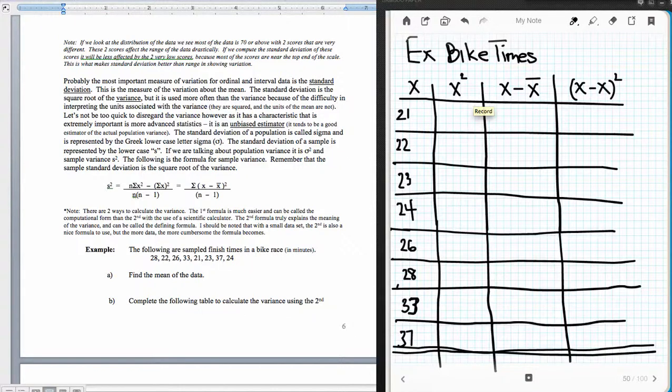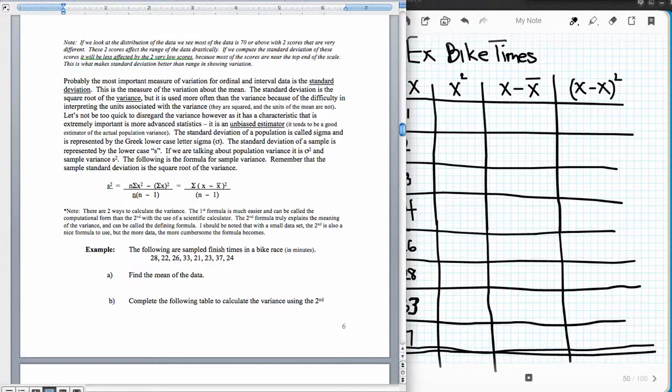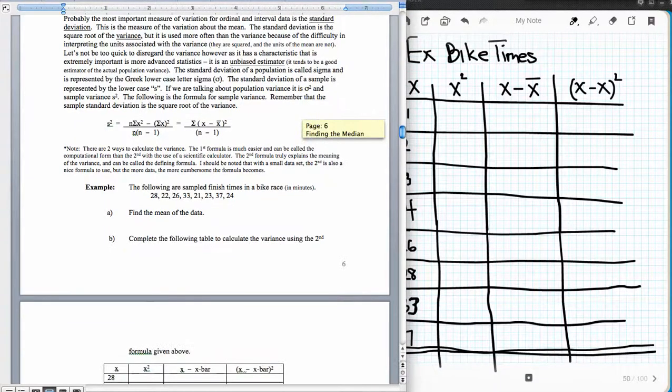This next lecture is really not necessary unless you're really interested in the workings of the two types of formula. So what I'm going to do this on is the finish times for a bike race, and these are all in minutes. And I've taken this data and I've ordered it.